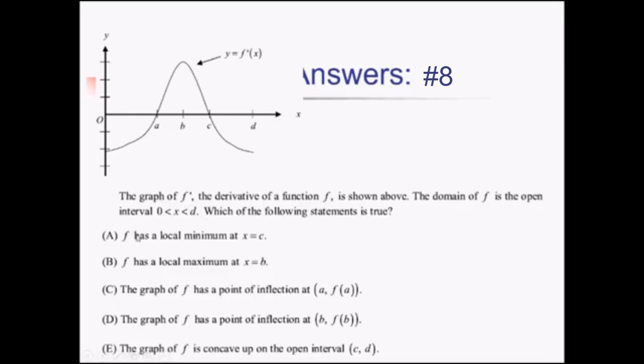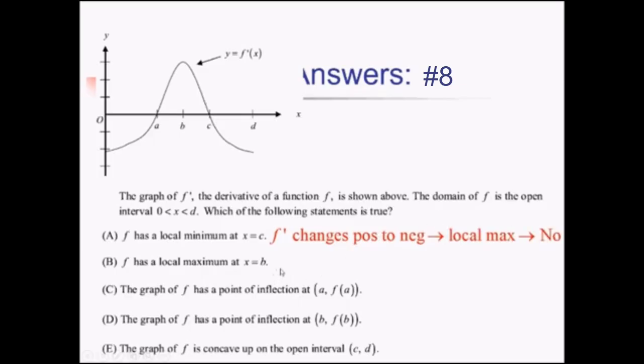So statement A, f has a local minimum at x equals c. So here's c right here, and we see that f prime is going positive to negative there. Well, if f prime is changing positive to negative, that tells us that f has a local maximum, not a local minimum. So this is a no.